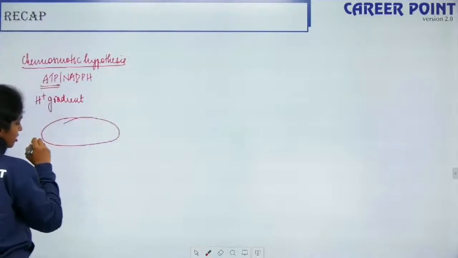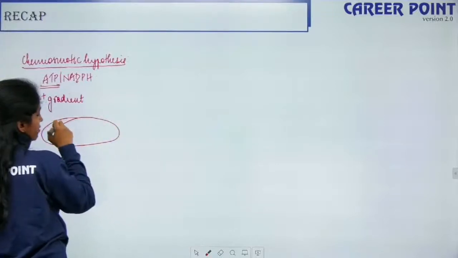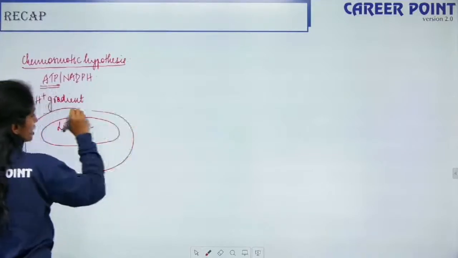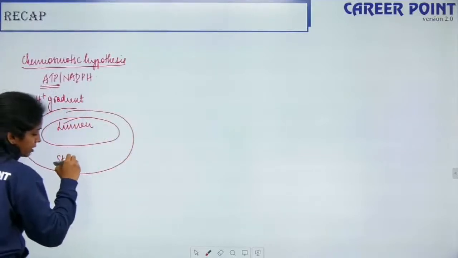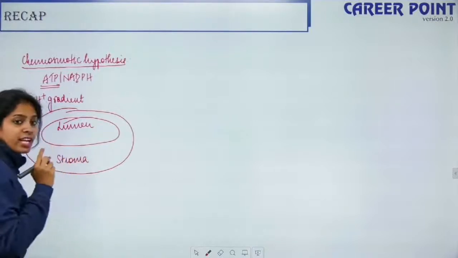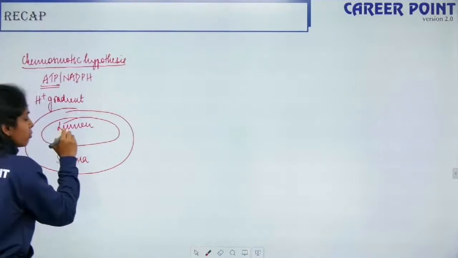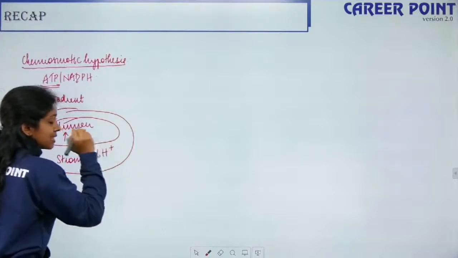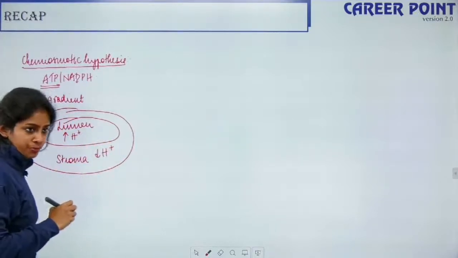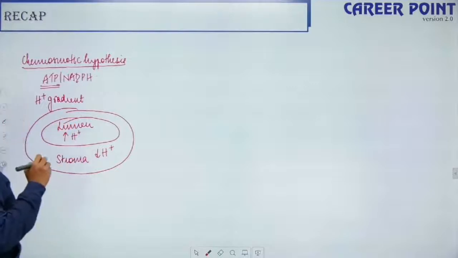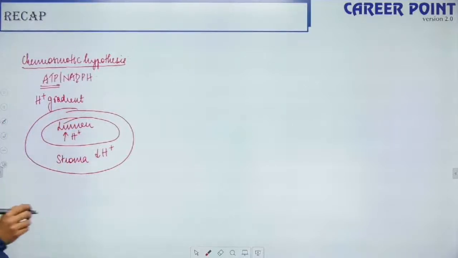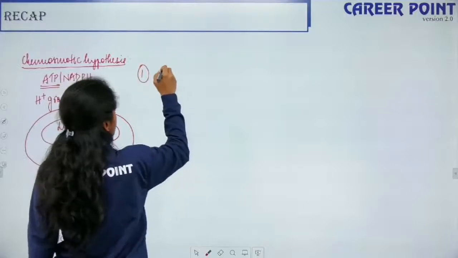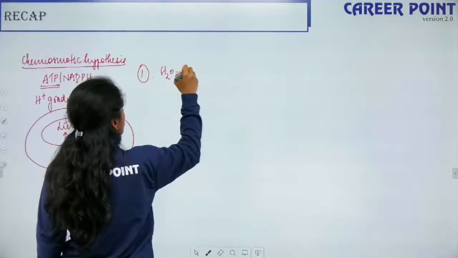Imagine this is my thylakoid and this is the lumen of the thylakoid, and this entire portion is the stroma of the chloroplast. We are going to form a gradient of H plus wherein the lumen has a higher H plus ion concentration and the stroma has a lower H plus ion concentration. So how does the lumen have more H plus ion concentration? Number one, the lumen has more H plus concentration due to the splitting of water molecules.